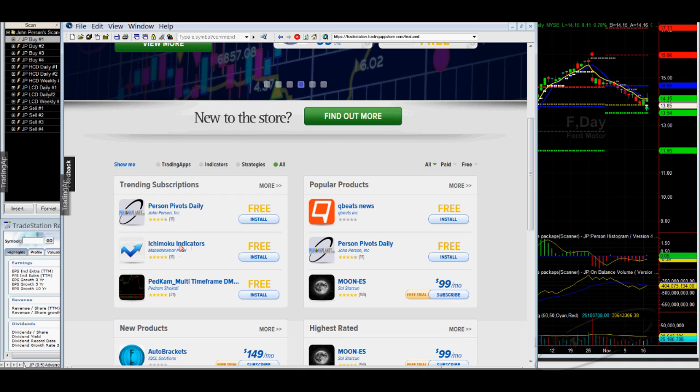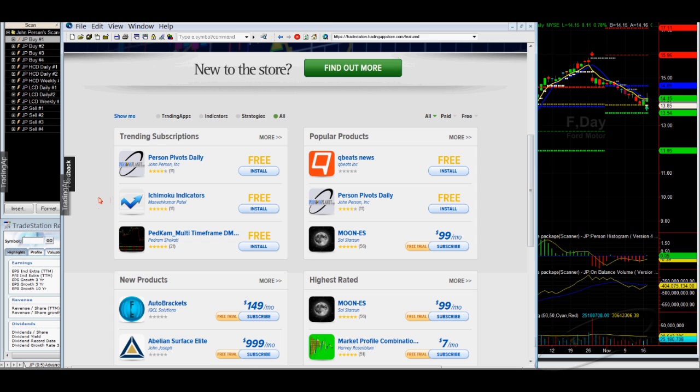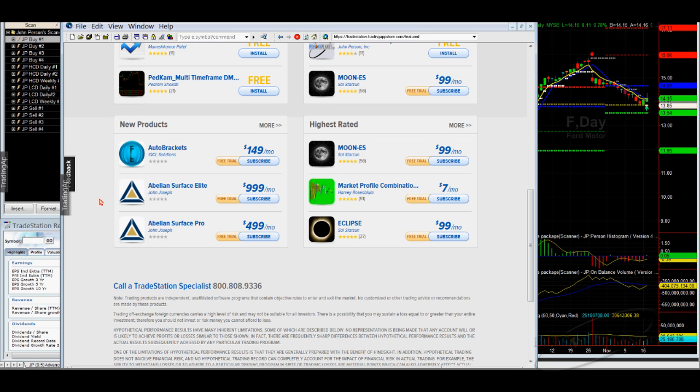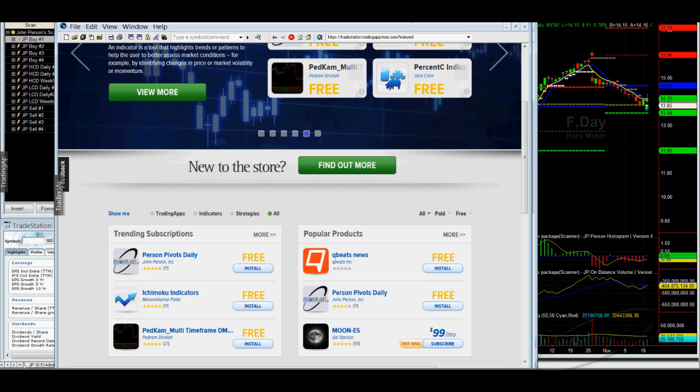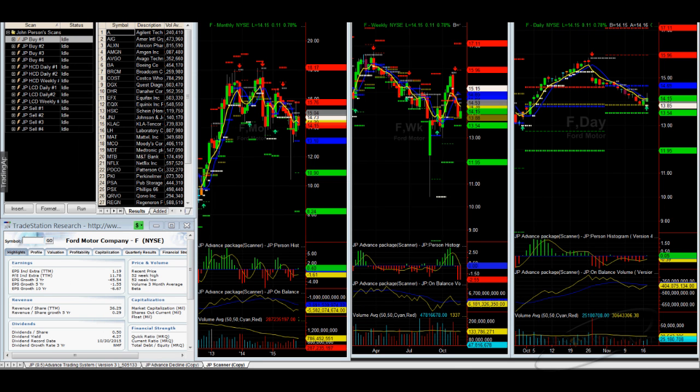Now, a lot of people, it's widely, ironically, I believe I was told, the most downloaded product on the TradeStation app store. It's very popular. The only problem is you have to know what the heck the tool is, right? And what it's designed to do.